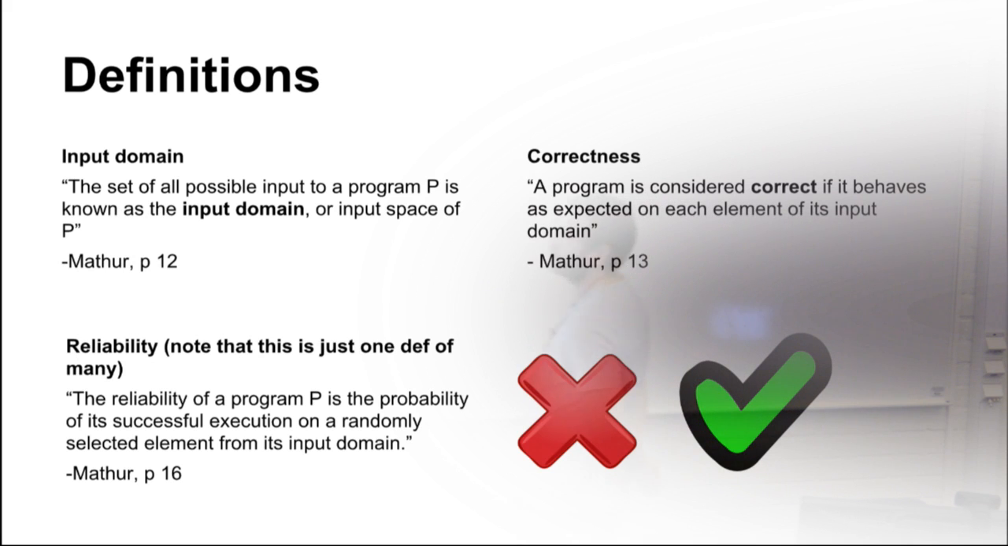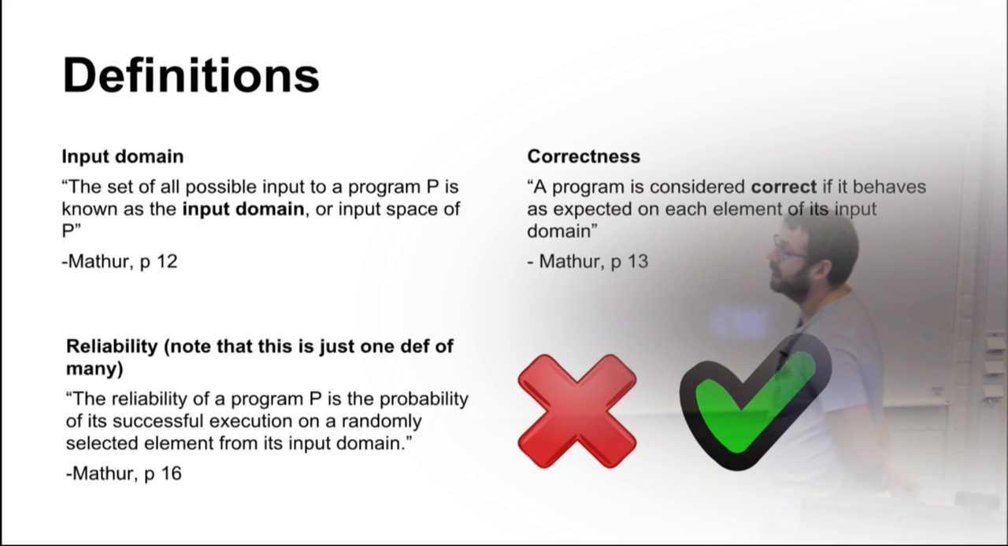So I've talked about correctness. I talked about input domain, but I've not talked about reliability. So correctness was, just to remind you, that a program is considered correct if it behaves as expected on each element of its input domain. The page reference here is from an old version of your book. So I'm guessing it's almost the same definition now in the new book. I have not looked it up. So that was okay. Exhaustive testing, often not possible. Instead, we should do verification, right?